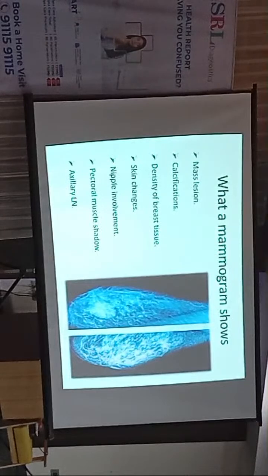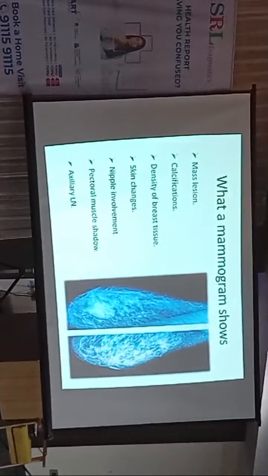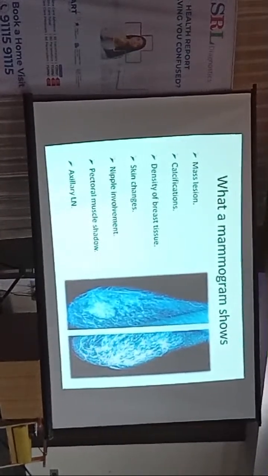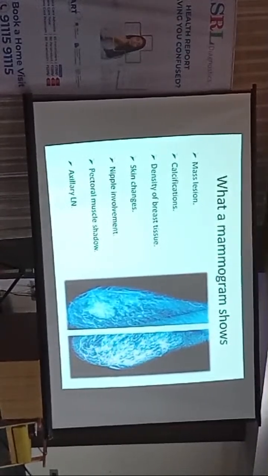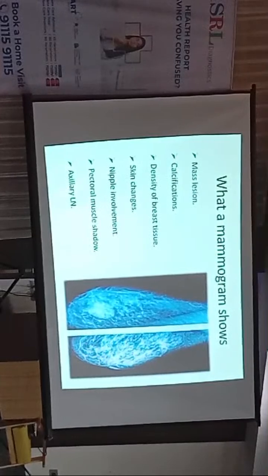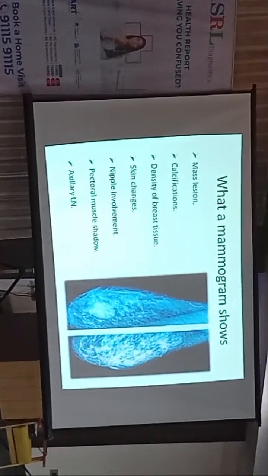It will tell you about the calcifications in the mass lesion. The pattern of calcifications is important because the pattern of calcification in malignant mass is very characteristic. It will tell you about the density of the breast tissue, whether the skin is involved or not. It will also tell you whether the pectoral muscle is involved or not. It will tell you about axillary lymph nodes, and most importantly, it will tell you the condition of the opposite breast. Now, mind you, less than 5% of females have bilateral breast cancer.